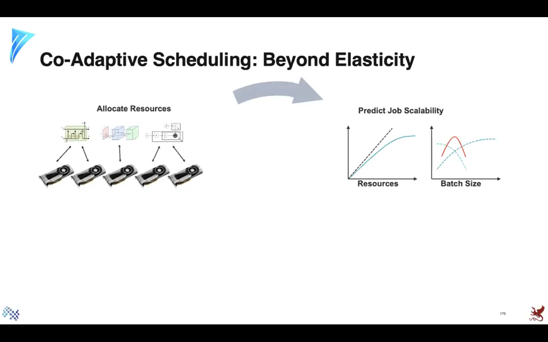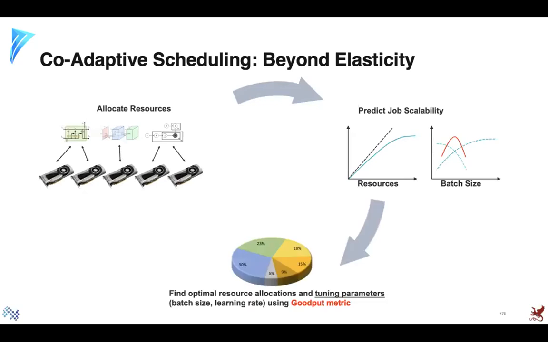Co-adaptive scheduling will start with a number of allocated resources. It will then predict the job scalability in terms of both its throughput and statistical efficiency. And finally, it will find the optimal number of resources for each job, while also tuning each job to best utilize those resources in terms of certain hyperparameters like the batch size and the learning rate. And this optimization can be driven using the goodput metric that we mentioned earlier.